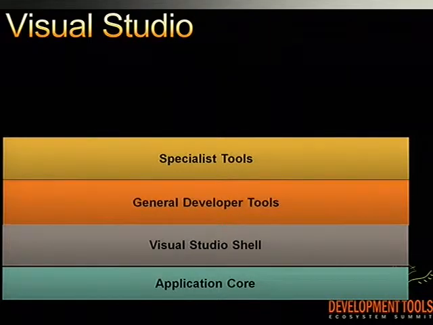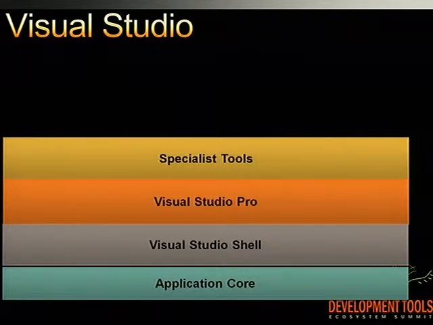At the very core, what we have is what we call our Visual Studio shell. And this is our application core and the core shell. This, again, is just our windowing and our layout and the very basic functionality that you get with Visual Studio. The general developer tools, VB, C#, the debuggers, the profilers, this is what we've traditionally called Visual Studio Pro. And this is our Pro line of SKUs.